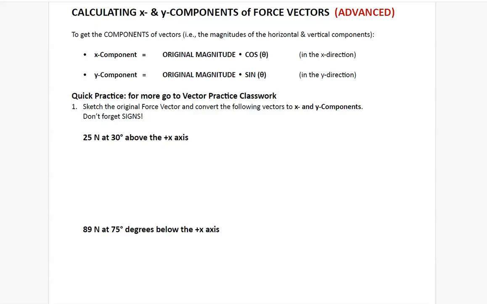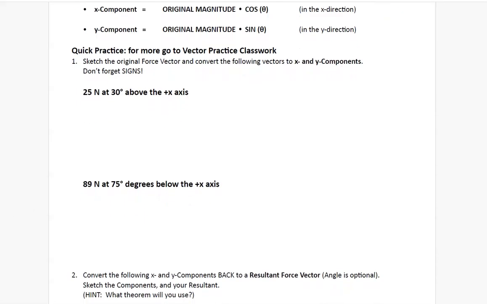All right, so the problem says to sketch the original force vector, just do the best you can, and convert the following vectors to x and y components. Don't forget signs. You can either select the correct theta for each angle using the strict rules, or probably better to just use the angle within the right triangle and then assign positive and negative directions to your vectors after you calculate it. Now I'll show you what I mean.